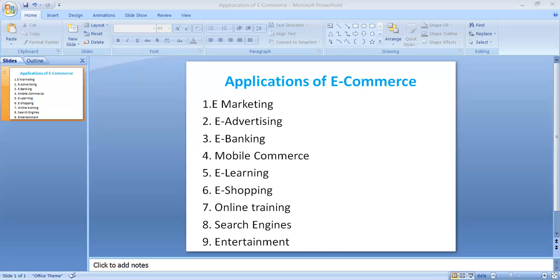A web search engine is designed to search for information on the WWW and FTP servers. The search results are generally presented in a list of results and are often called hits. The information may consist of web pages, images, information, and other types of files. Some search engines also mine data available in databases or open directories.